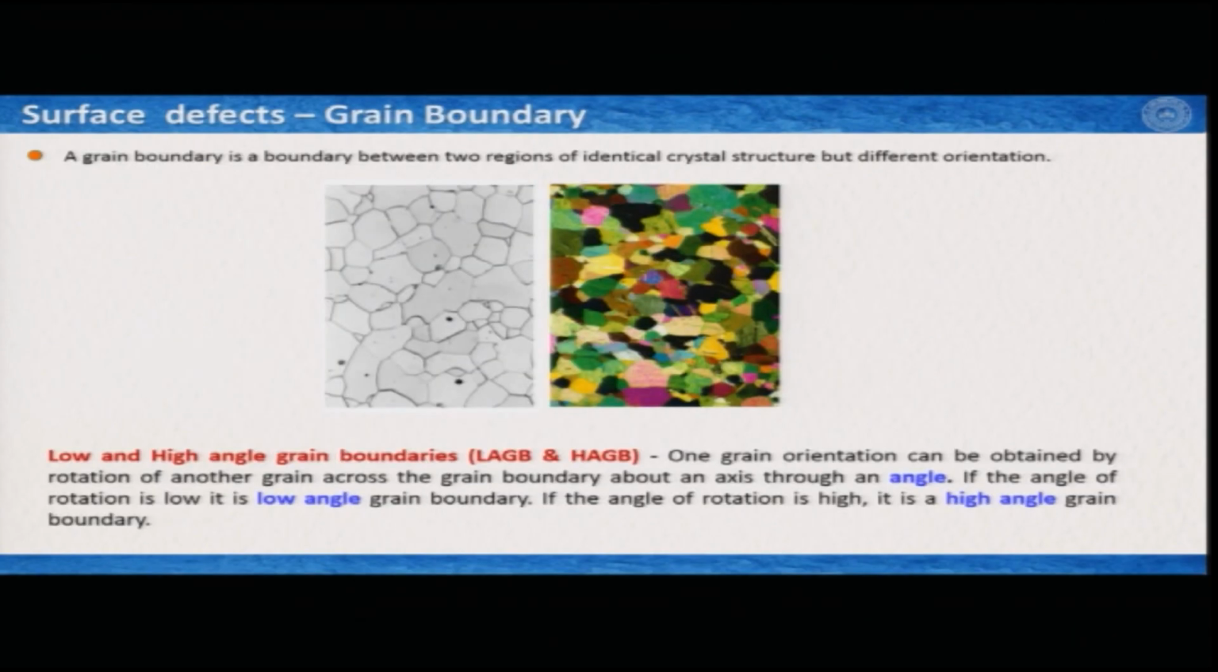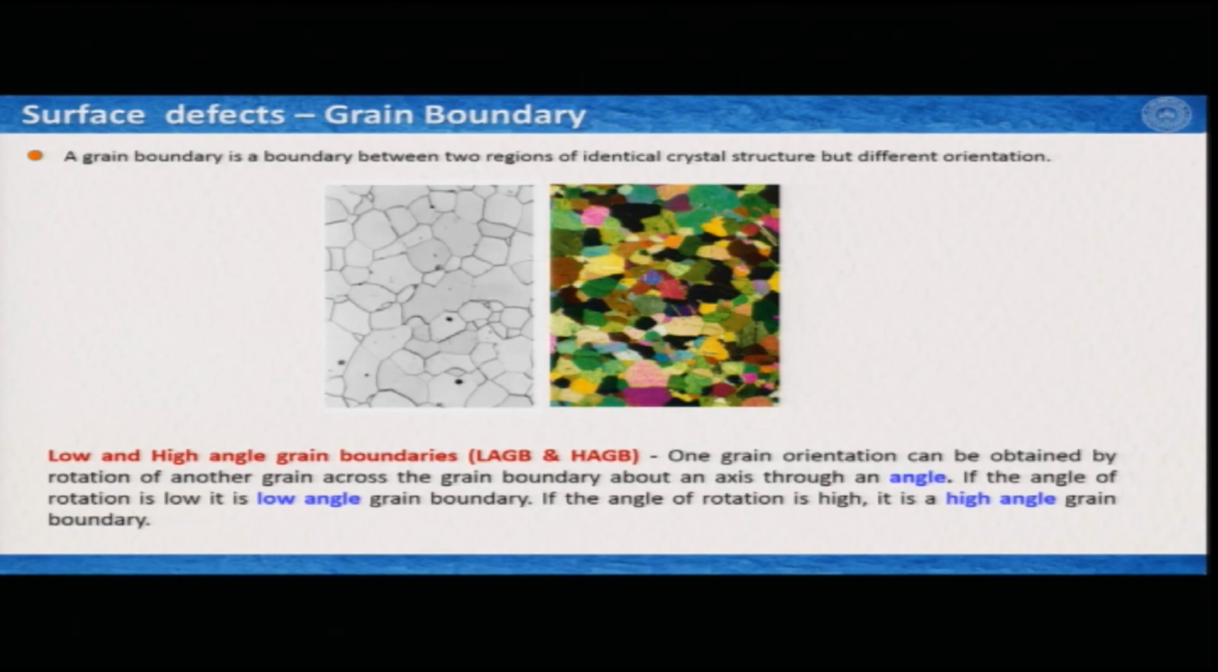So, what is a grain boundary? We all talk about the grain boundary being straight, curvy, serrated and so on. But from the crystallographic point of view, a grain boundary is a boundary between two regions of identical crystal structures if we are dealing with the same phases, but different orientations.